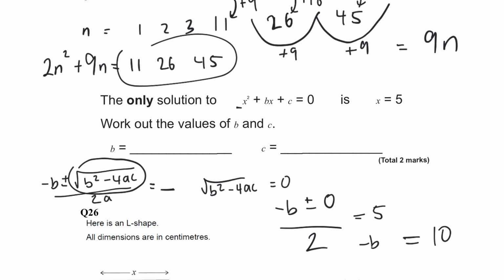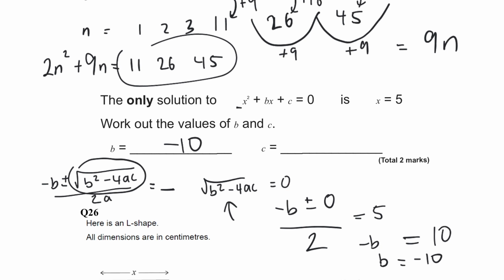So that's equal to 10. So to work out what b is, minus 10. Now we know what b is, we can substitute the value of b into the formula for the discriminant to work out what c is. So b is minus 10, and that's equal to 0.